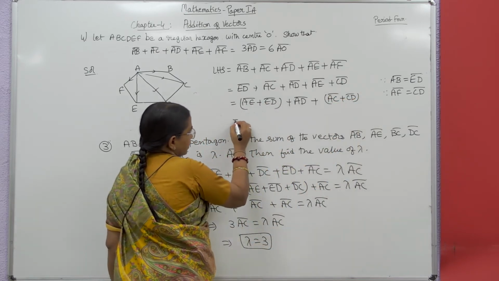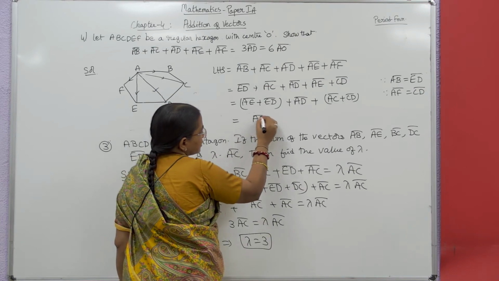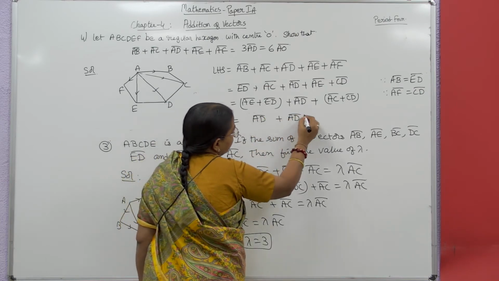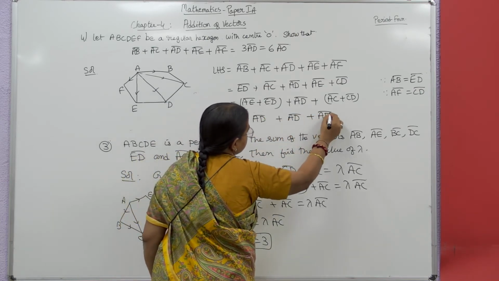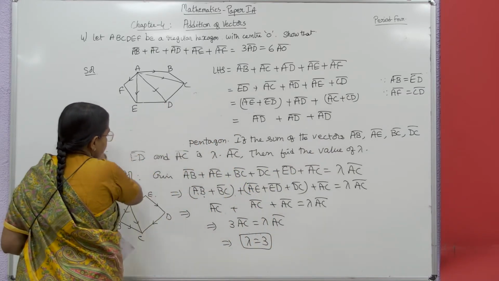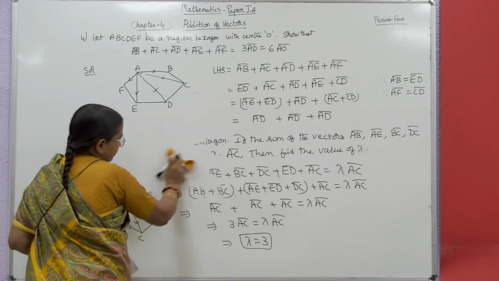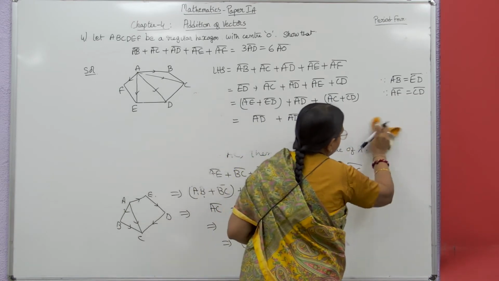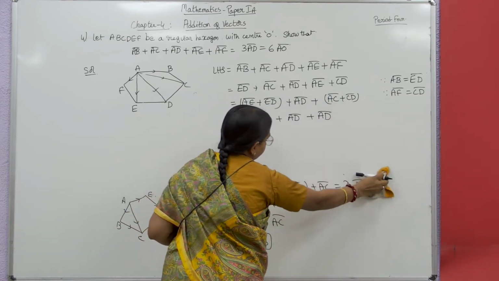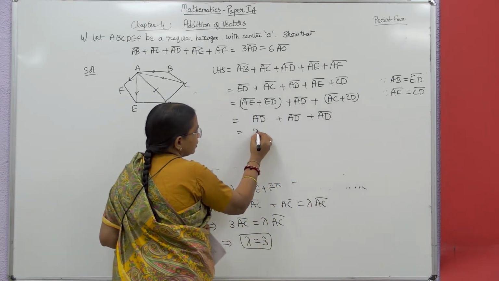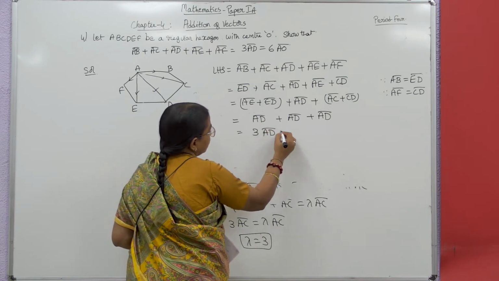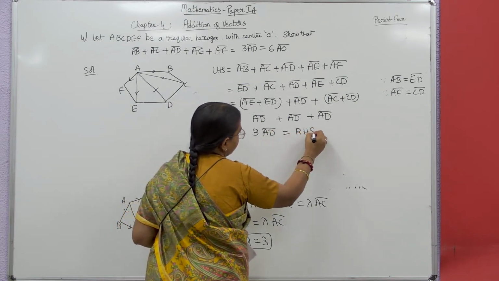So now if you see, this is one AD and this is another AD and another AD. So it is equal to 3 times AD, which is equal to the right hand side. Hence it is true. We proved it.